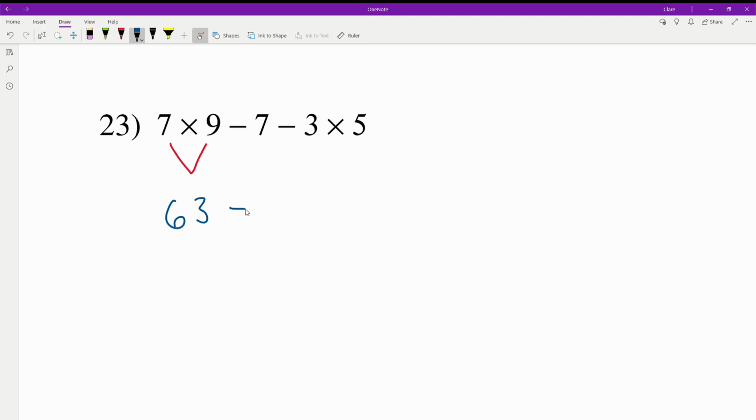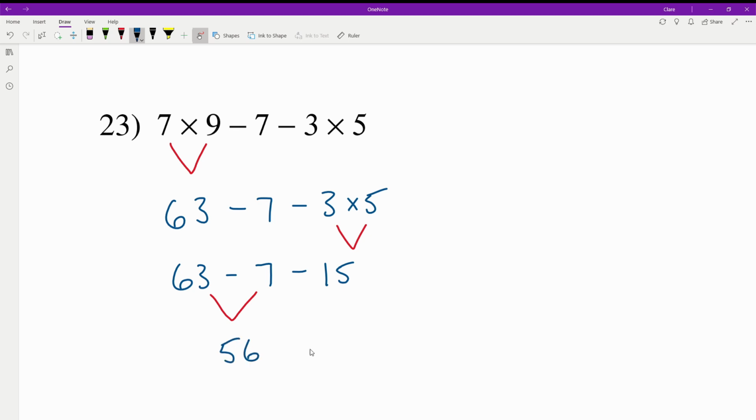So I have 63 minus 7 minus 3 times 5. So now all I have is subtraction, subtraction, and multiplication. So I know that multiplication comes next. So I'll have 63 minus 7 minus 15. Now all I have left is subtraction, so I'll work left to right. Next, I'll do 63 minus 7. 63 minus 7 is going to be 56. So then all I have to do is subtract 15. 56 minus 15 is going to be 41. So 41 is my solution in number 23.